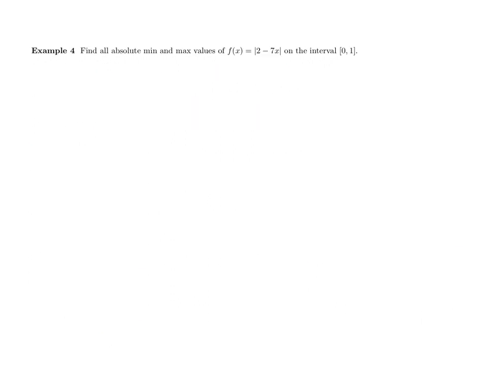Okay, last question, same idea. I want to find all absolute min-max values of this function on the interval from 0 to 1. And here I have an absolute value of 2 minus 7x. I'll first note that 0 to 1 in this case is closed. It contains both 0 and 1.